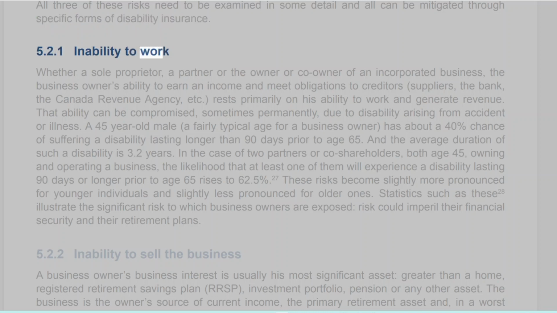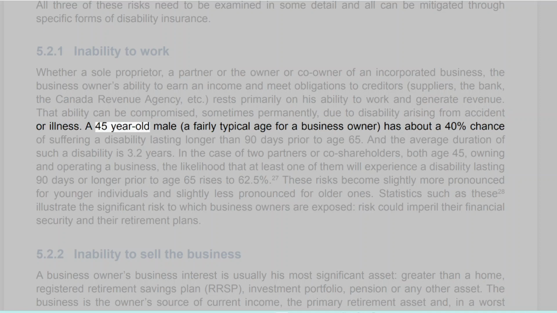5.2.1 Inability to work. Whether a sole proprietor, a partner, or the owner or co-owner of an incorporated business, the business owner's ability to earn an income and meet obligations to creditors, suppliers, the bank, the Canada Revenue Agency, etc., rests primarily on his ability to work and generate revenue. That ability can be compromised, sometimes permanently, due to disability arising from accident or illness.